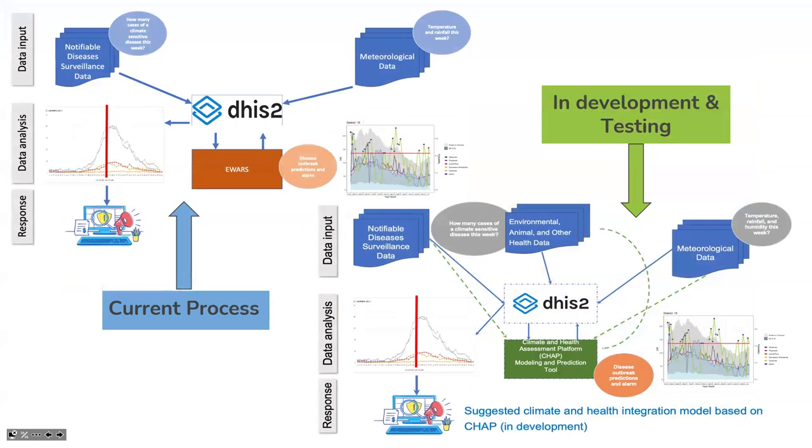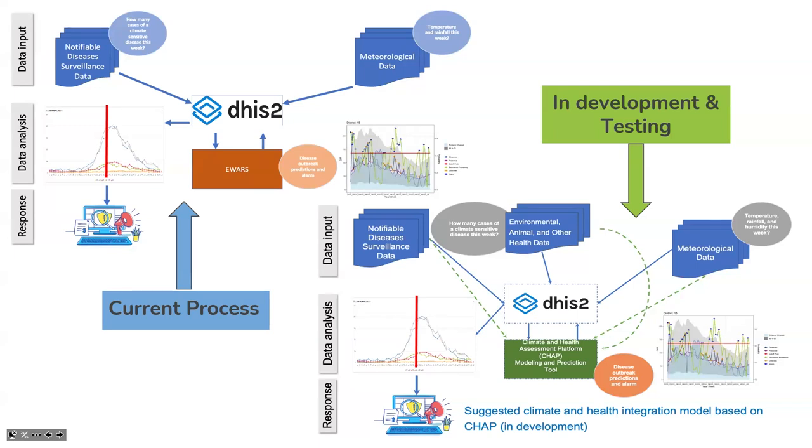The first process, the current process which was happening, is where all the data was pulled into DHIS2. That means daily weather data as well as the daily disease data, which was already collected in DHIS2. Then we tried to send the data to EWOM, the system made by Gothenburg in R, where we send both the data and they do the prediction, and the prediction is sent back to DHIS2. This was what's happening so that we can try to do some kind of early warning.